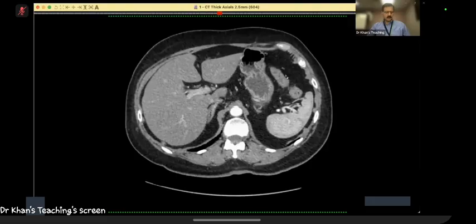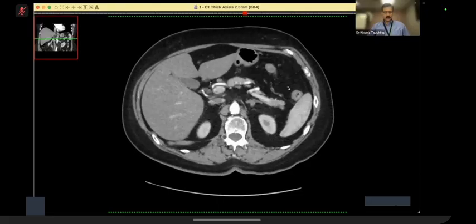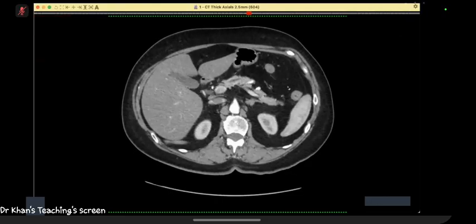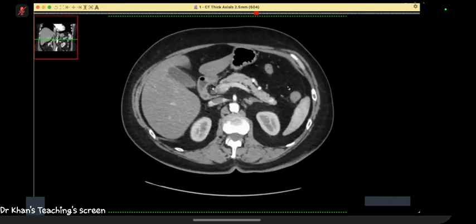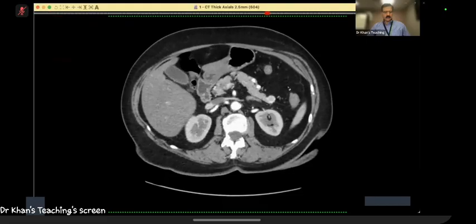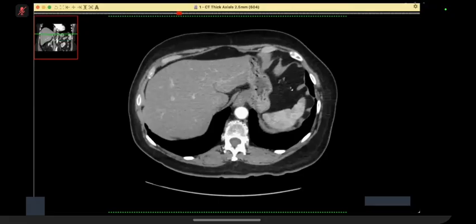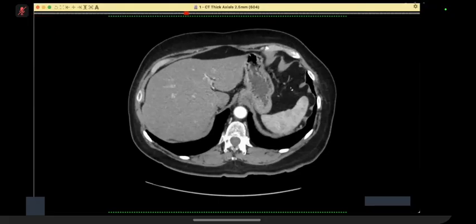Can this be a malignant lesion? Yes, it can be a malignant lesion. What are the chances of malignancy? Insulinoma is less likely to be malignant, but gastrinoma is more malignant. So, what are the chances of an insulinoma being malignant? I think it's from 10 to 20% only. Okay, thank you.